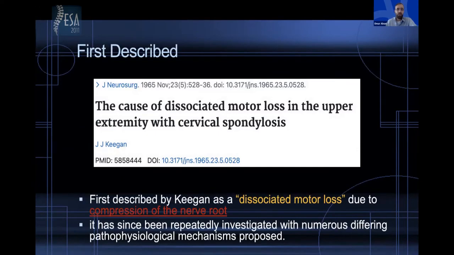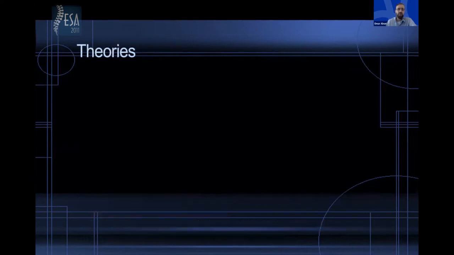The first one who described C5 palsy was Keegan in 1965, and he mentioned it as dissociated motor loss due to compression of the nerve root. Since that time, there have been multiple theories and multiple studies on the pathophysiology and the mechanism behind C5 palsy.